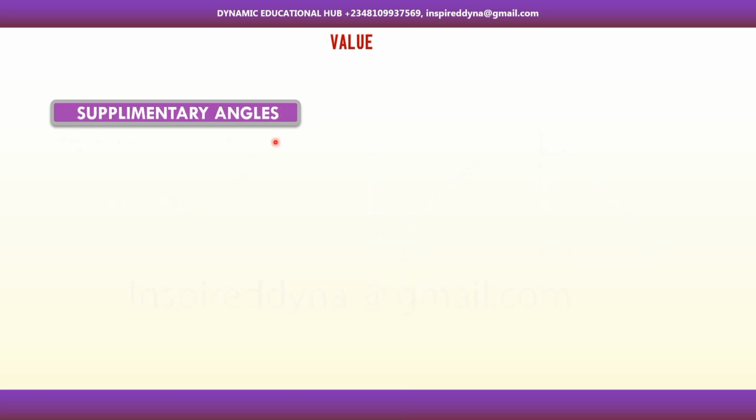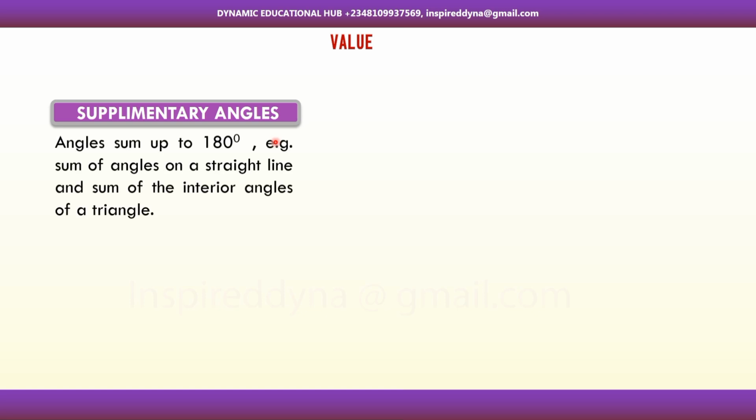The next angle is supplementary angles. Now, angles that sum up to 180 degrees, which means that when you add angles together and you are getting 180 degrees, then the angles are supplementary. Examples of supplementary angles are the sum of angles on a straight line and the sum of interior angles of a triangle. So let's have the sum of angles on a straight line.